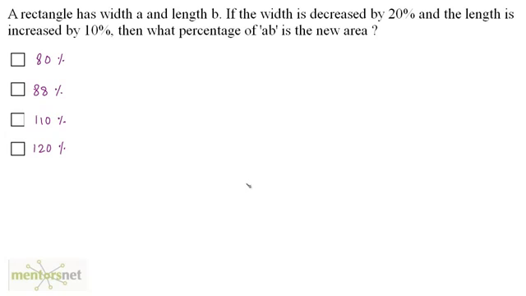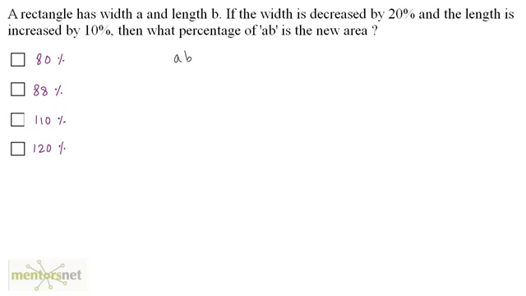A rectangle has width A and length B. If the width is decreased by 20% and the length is increased by 10%, then what percentage of AB is the new area? So the length is B and the width is A. So the area is equal to AB, right?